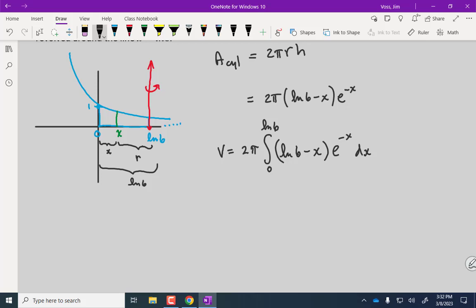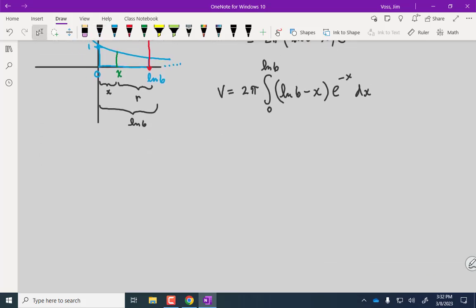Most of us would probably distribute the e to the negative x to these two different terms and separate into two separate integrals. That would work totally fine. We might be able to do integration by parts right away, though, because we do have a product. We have natural log of 6 minus x times e to the negative x. We could try to do integration by parts right away and not do two separate integrals. Let's try it.